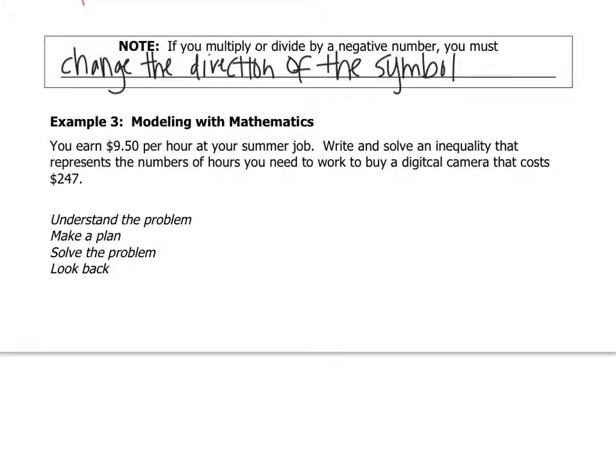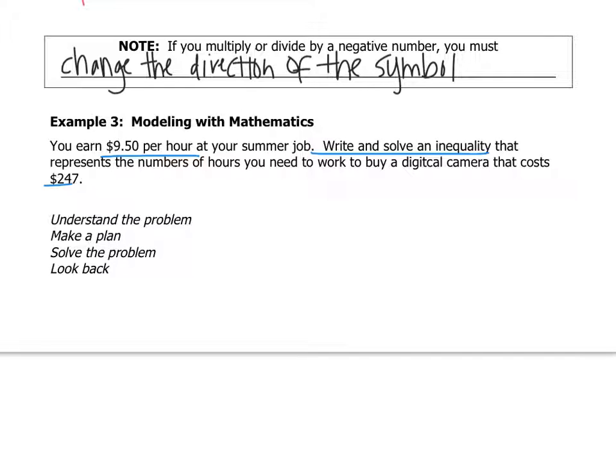You earn $9.50 per hour at your summer job. Write and solve an inequality that represents the numbers of hours you need to work to buy a digital camera that costs $247. So the steps are down below, right? First step is to understand the problem. So we know our hourly wage, okay, so that's $9.50 per hour. And we know the cost of the digital camera, which is $247. We have to write and solve an inequality that represents the numbers of hours we need to work to buy this camera. Great. Totally get the problem.